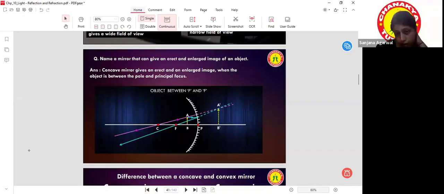Name a mirror that can give an erect and enlarged image of an object. Erect and enlarged. It is a concave mirror, because in case of convex, we get erect images, but those are not enlarged. Those are diminished. Remember this.